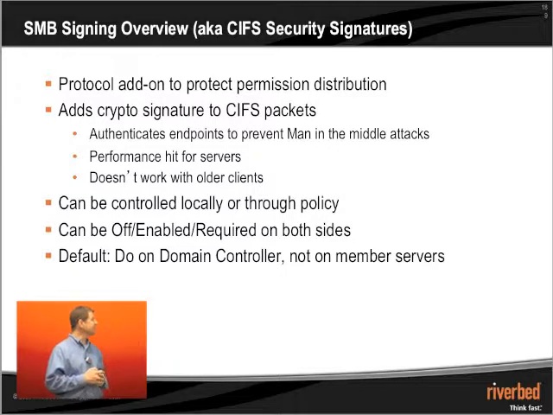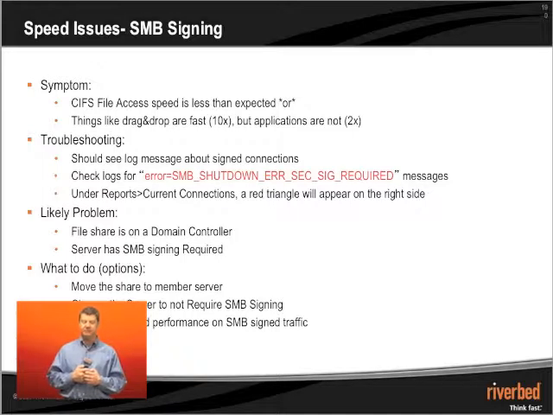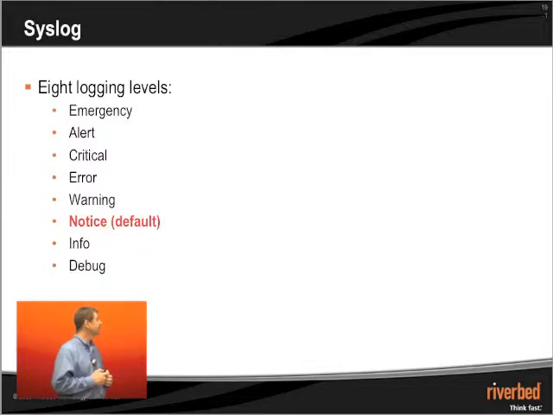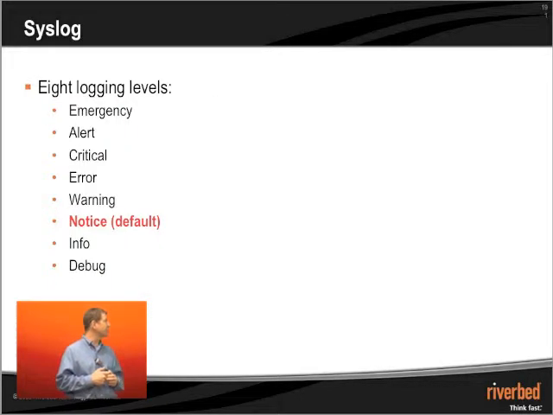So what you'll see in the logs is the error here, SMB shutdown, error sexsig required, or you'll see that red triangle in the diagram for the current connections. Next, we want to make sure we look at the syslog. There are multiple logging levels. The default level is notice. Make sure that we know that. And we'll want to take a look at the syslog to see what's going on there.